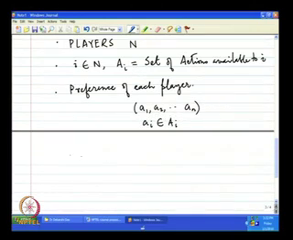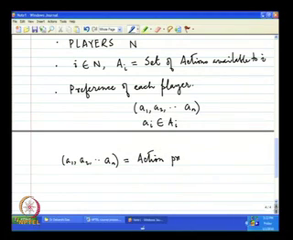Now, this vector or this list of actions taken by each of the n players is called an action profile. It is a profile of all the actions taken by all the players. If there are n number of players, then it is a vector of n elements.